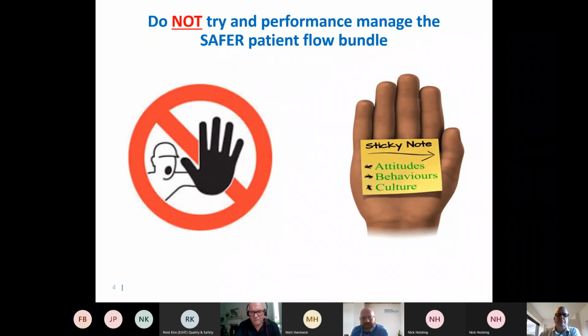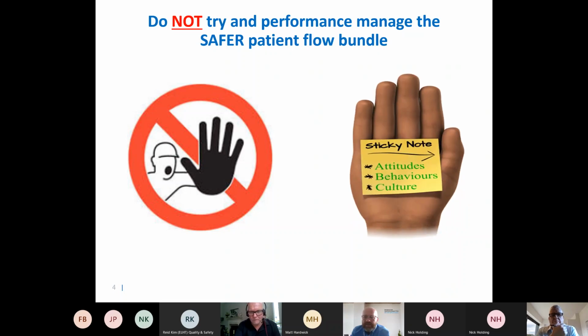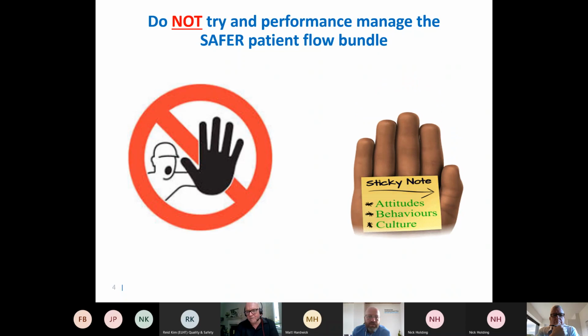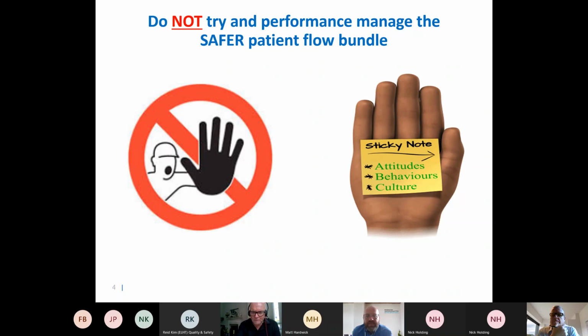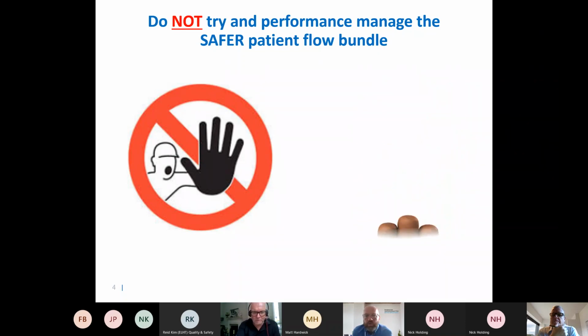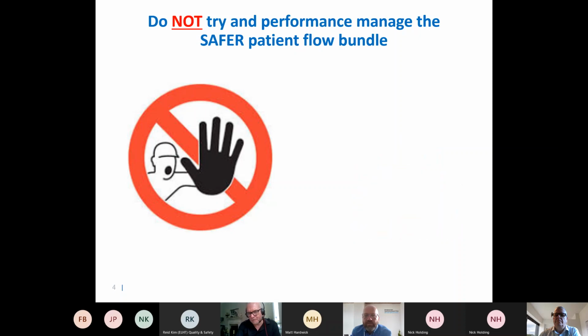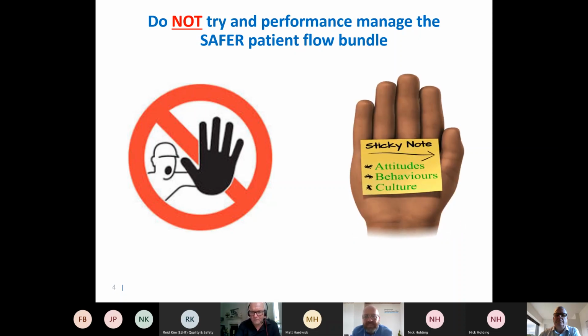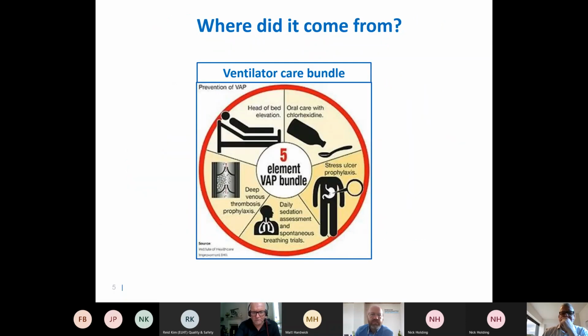And the other message that I'd want to start off with, which is a bit of a health warning really, is this is really an improvement tool. This is not about performance management. This is about an improvement tool to help teams and systems, and particularly ward teams, to improve the way they manage patient flow and they manage the patient journey through a hospital ward, from admission to the ward through to discharge. So performance management can really kill the principles of the Safer Patient Flow Bundle and really do harm to the implementation, because this is about the way that we work. It's about attitude, it's about behaviours, and it's about culture. So please don't try to performance manage the implementation of the bundle.